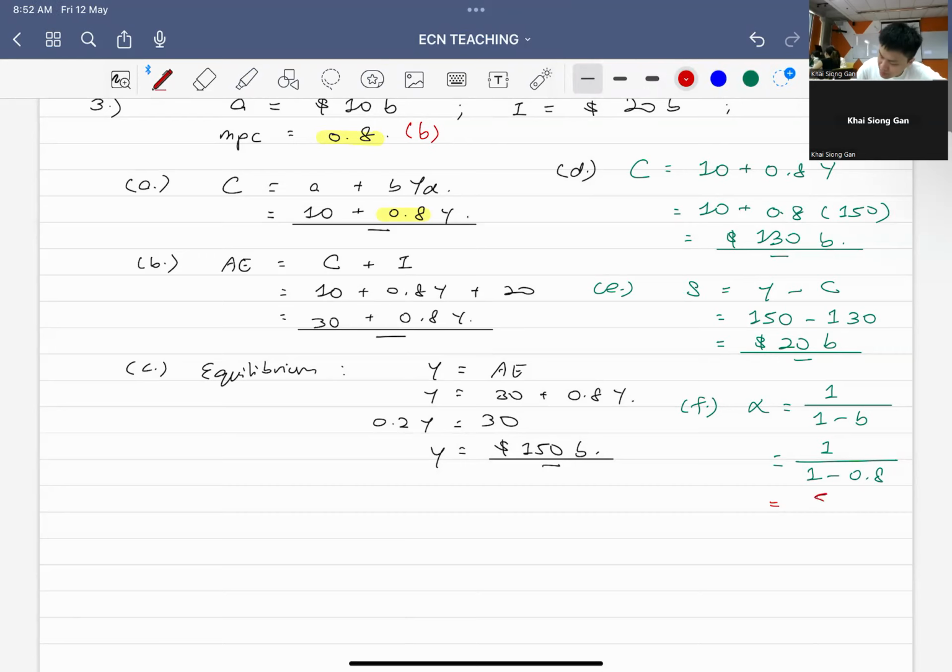You should get 5. Let me know if, let's say, the value is incorrect. Okay, so that's the answer for question number 3. This is the kind of question that you'll come across in your midterms for calculation. Maybe just the first few questions only I talked about. But multiplier will definitely be there.